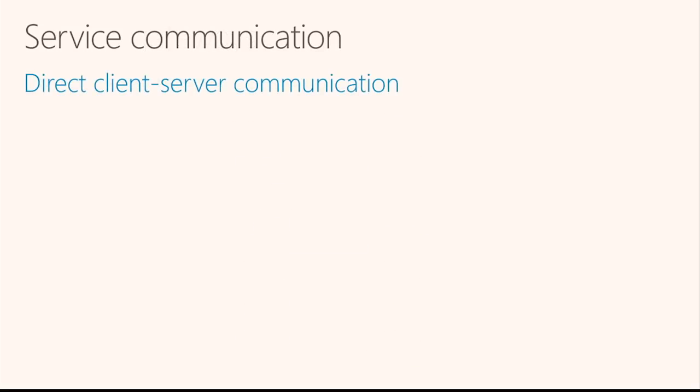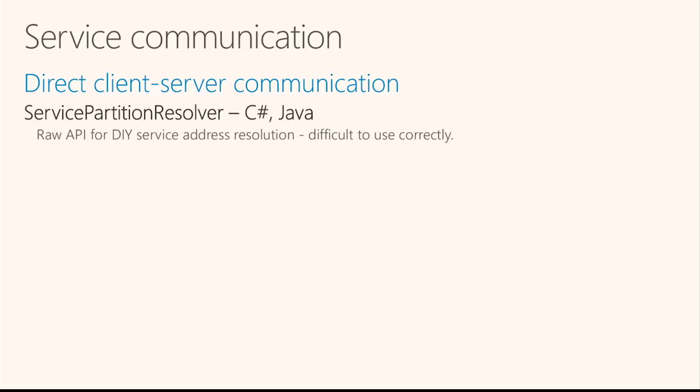So once traffic is in the cluster, we have to figure out then how do we actually communicate between the two services. And there are a couple ways we can do this. So the first is by doing this direct client-to-service communication, where the front-end service resolves the address of the back-end service and then talks to it directly. And there are a couple options for that. So the first thing is just the raw APIs for doing address resolution. The problem with this is that it's only available in the SDKs that we ship and the languages that we ship, so C#, Java.